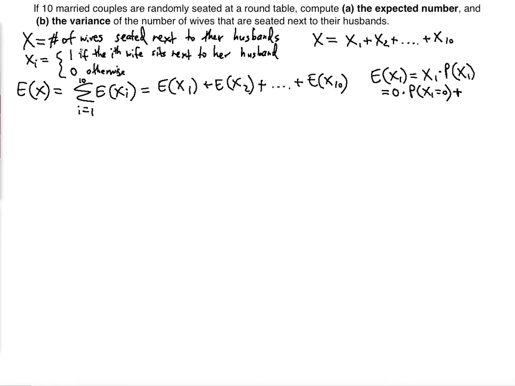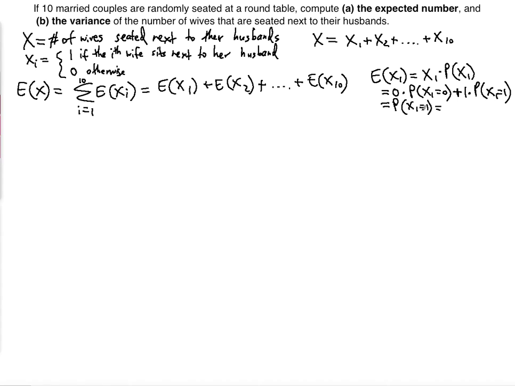Plus when X1 is equal to 1 and not 0 but 1 times the probability of the random variable being equal to 1. Right? So we can disregard the 0 because we can disregard finding the probability, because this is going to be 0 anyway, right? So we can just worry about that. 1 can be disregarded because it's just 1, right? So it's the probability of X1 being equal to 1. So now, what is the probability of the first wife being seated next to her husband?